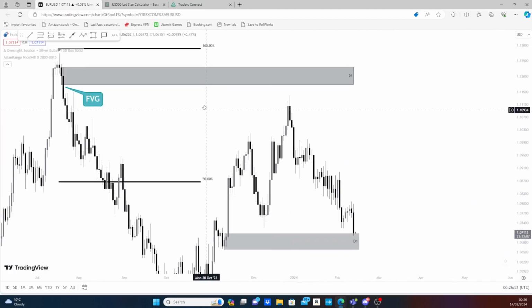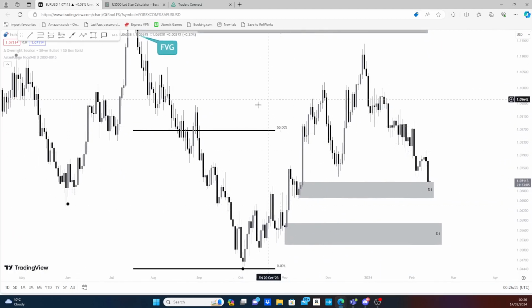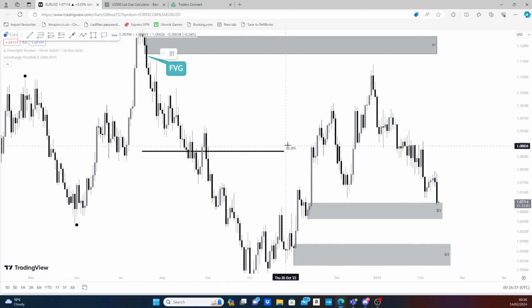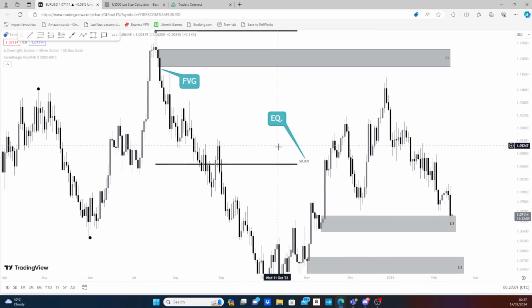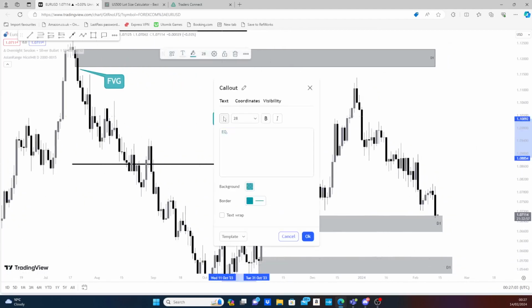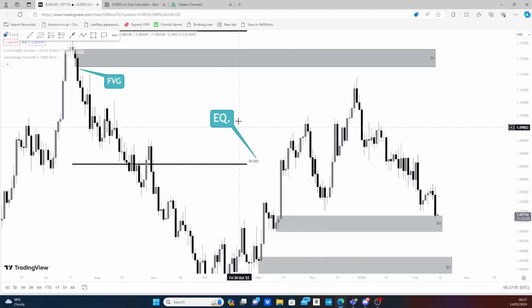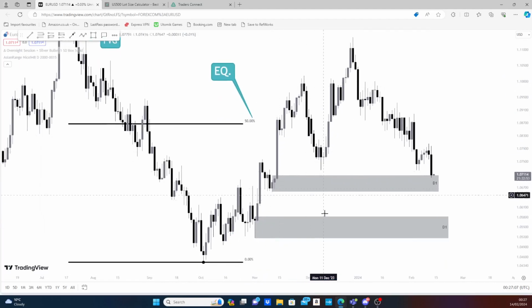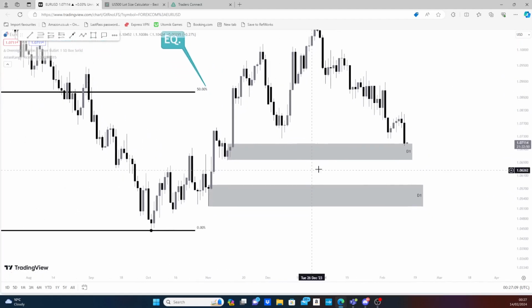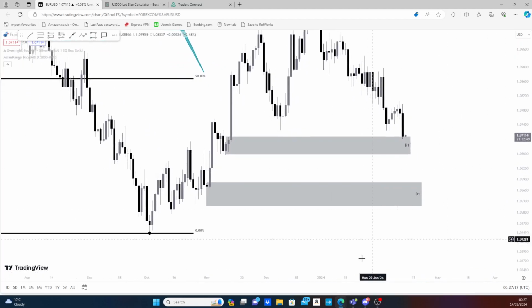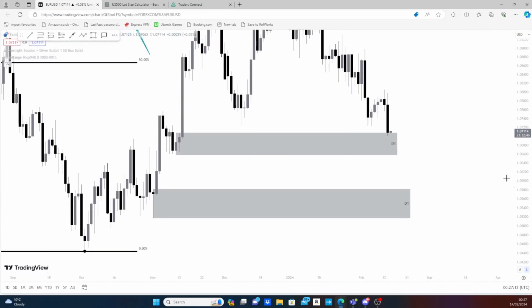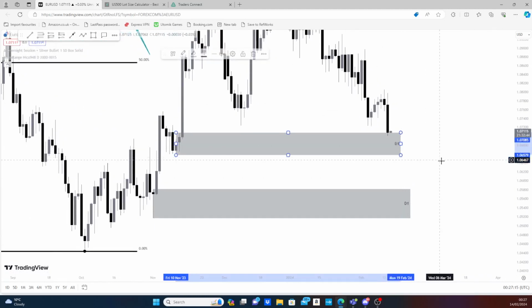Now, if we come down to this area over here, we're in the discount because we're below the 50% level. So this is the equilibrium, or the EQ for short. This is the equilibrium pricing, which is halfway between the structural high and low. And now what we see is price in the discount and currently at a fair value gap, or a POI, a point of interest to us.